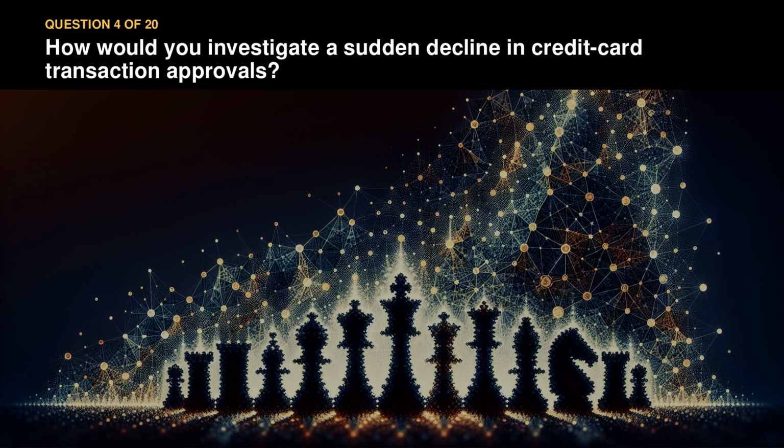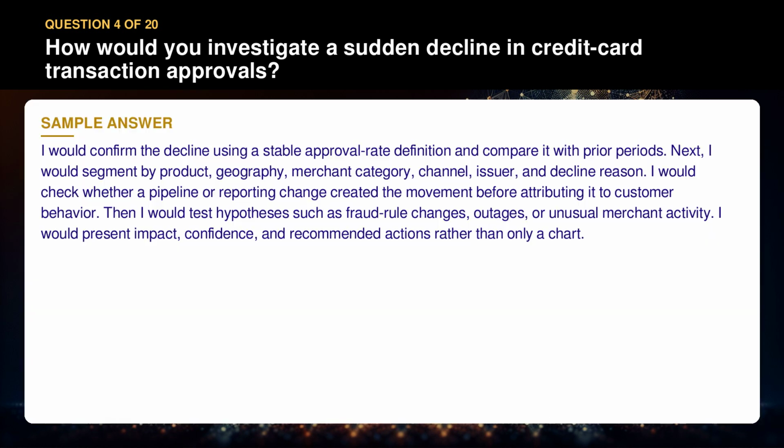Question 4. How would you investigate a sudden decline in credit card transaction approvals? I would confirm the decline using a stable approval rate definition and compare it with prior periods. Next, I would segment by product, geography, merchant category, channel, issuer, and decline reason. I would check whether a pipeline or reporting change created the movement before attributing it to customer behavior. Then I would test hypotheses such as fraud rule changes, outages, or unusual merchant activity. I would present impact, confidence, and recommended actions rather than only a chart.